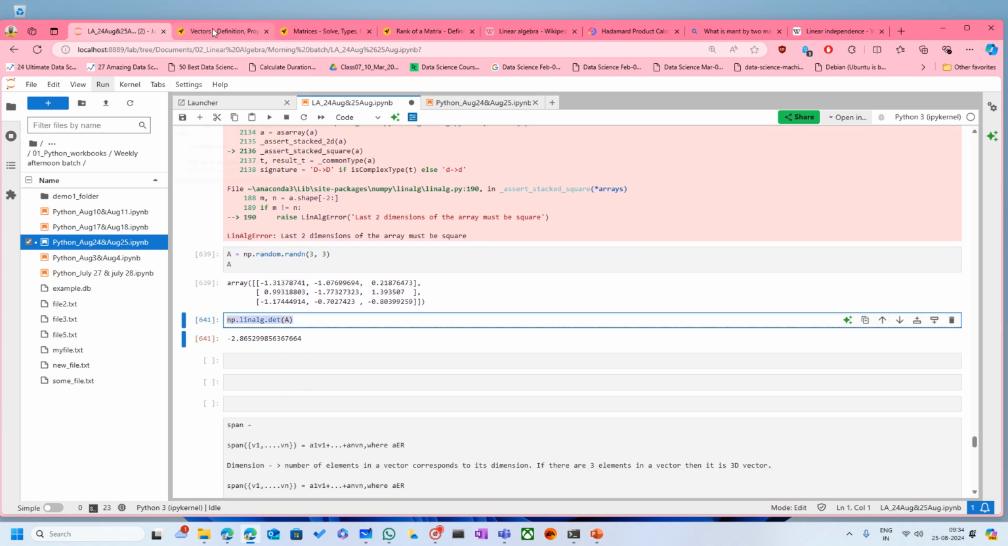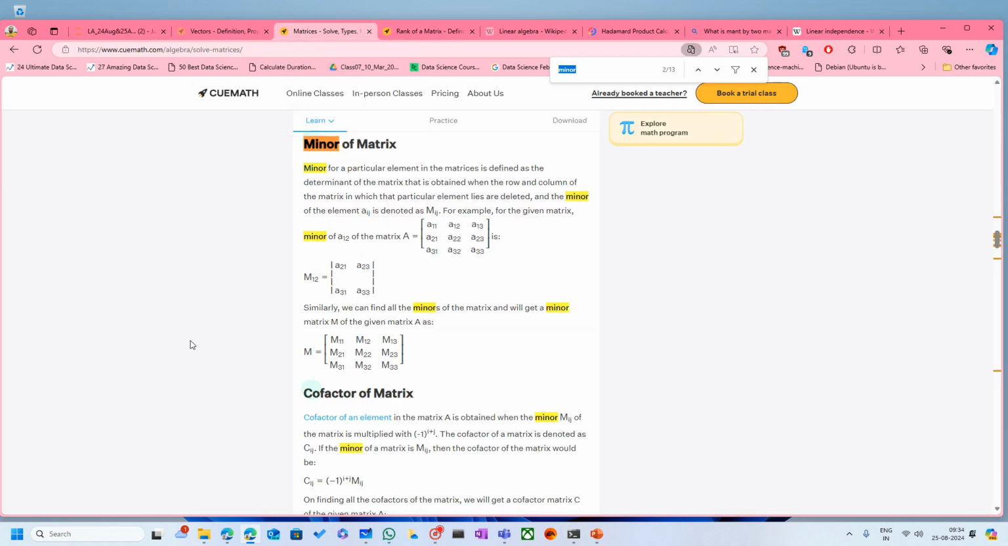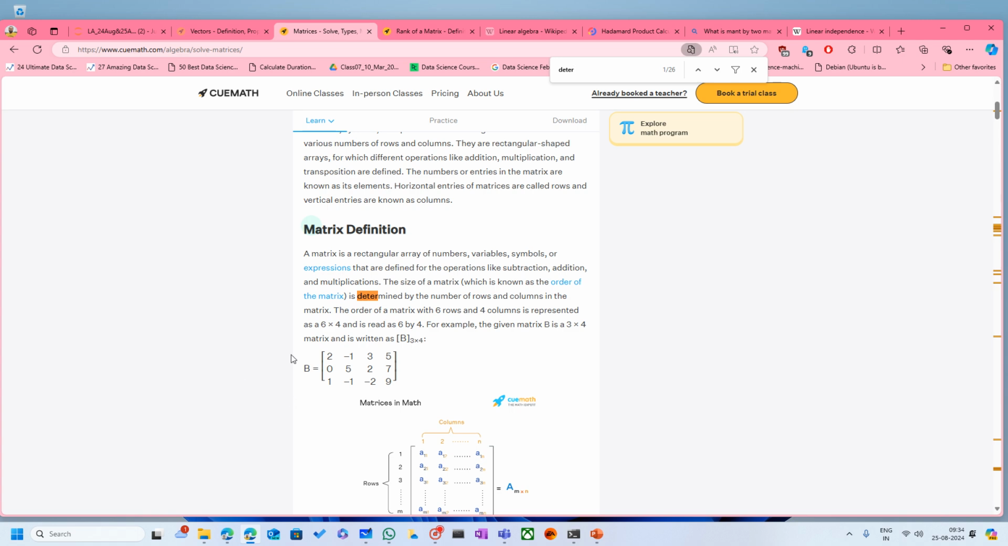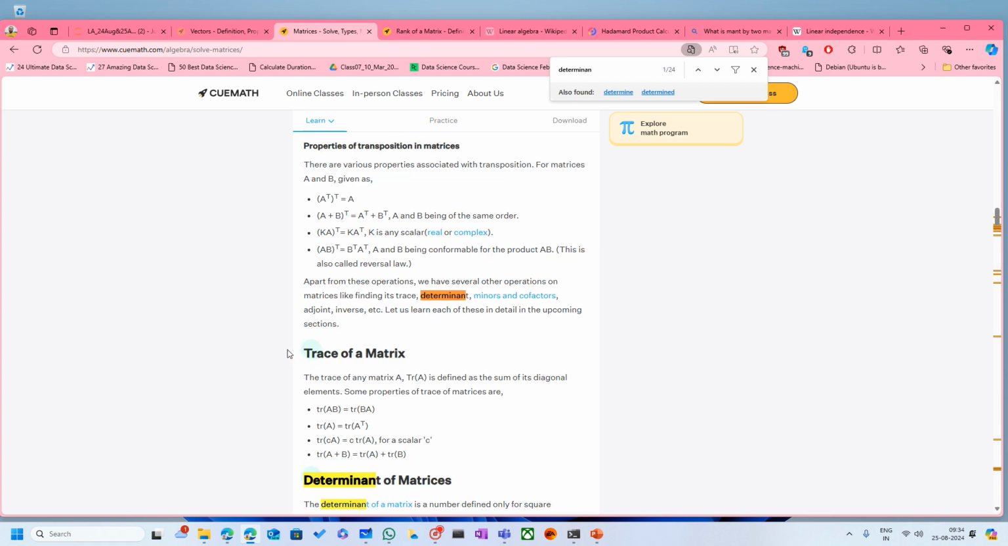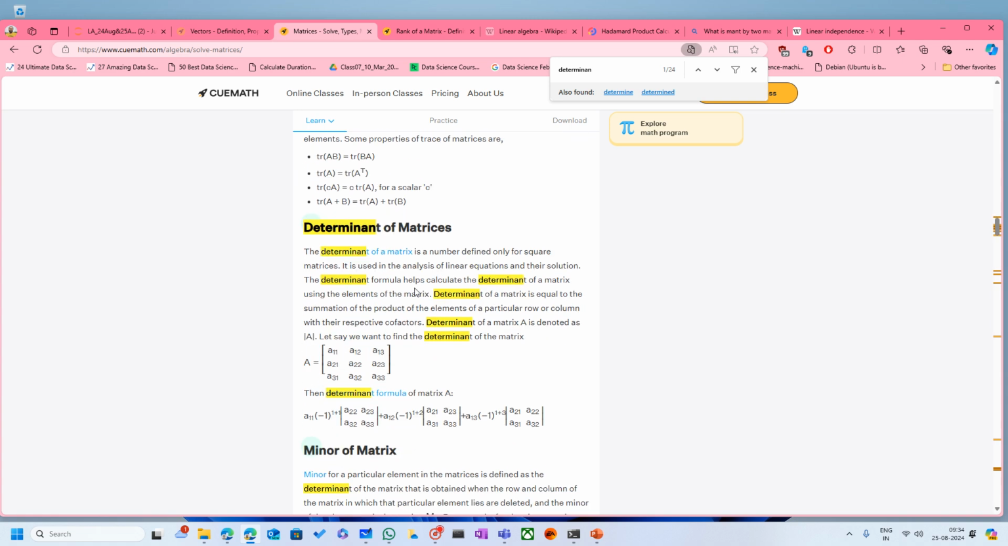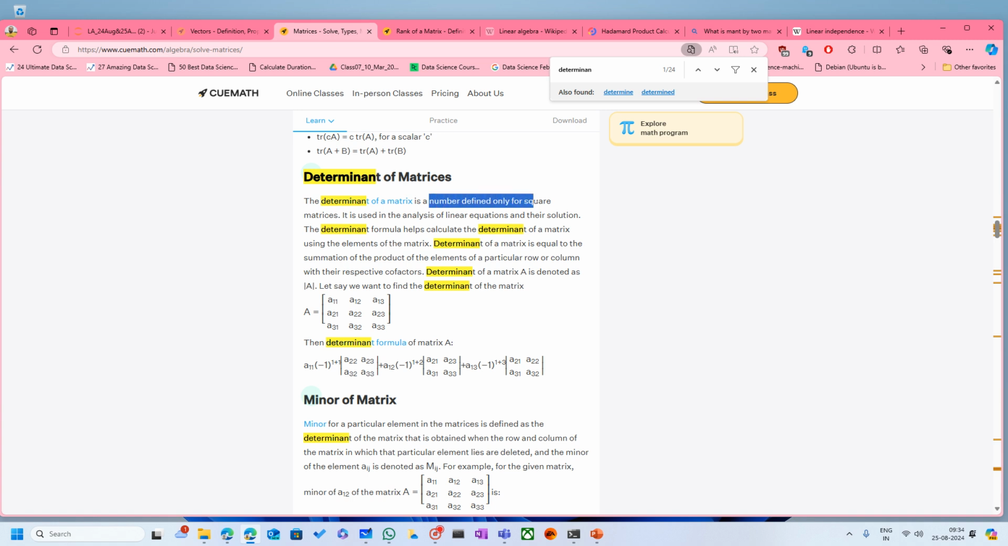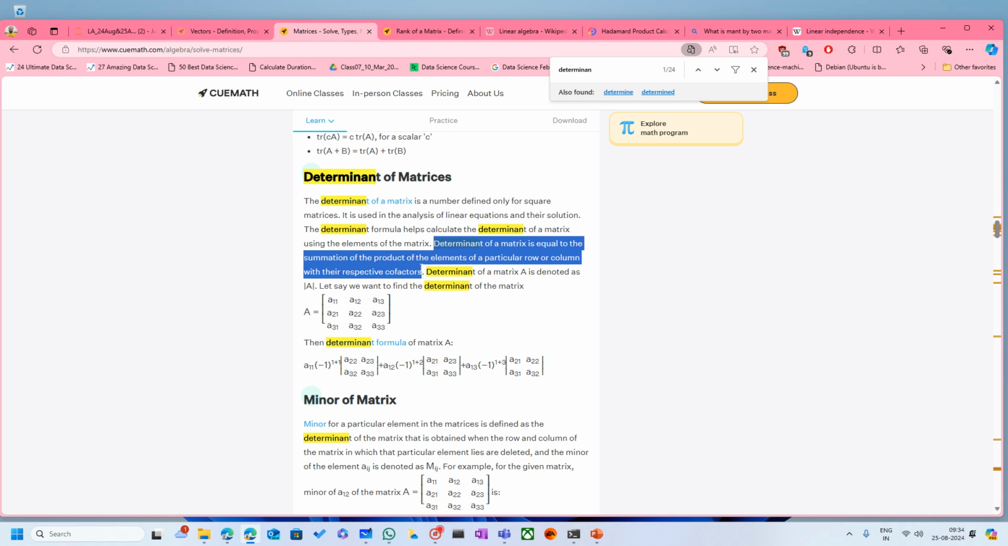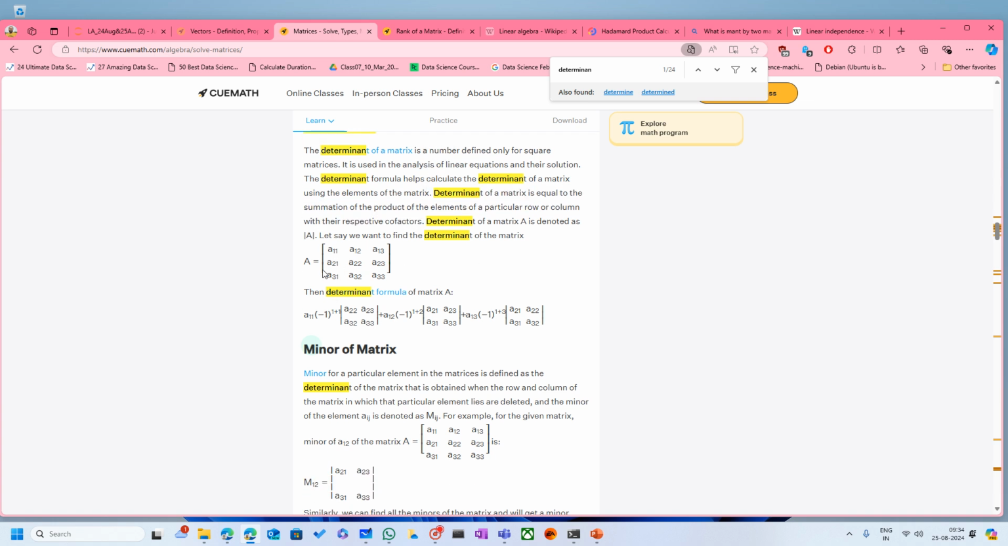Now determinant of A is nothing but just a number, applicable for square matrices, and it is used for analysis of linear equations and their solutions. Here is the definition. It is equal to the summation of the product of elements of a particular row and column. For example, if this is your matrix, then the determinant of A11 is nothing but A22.